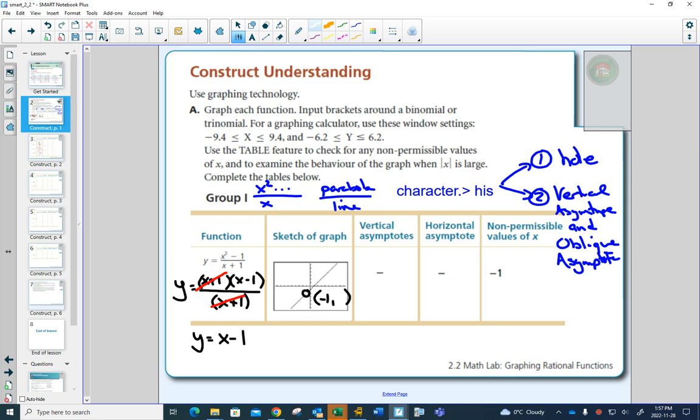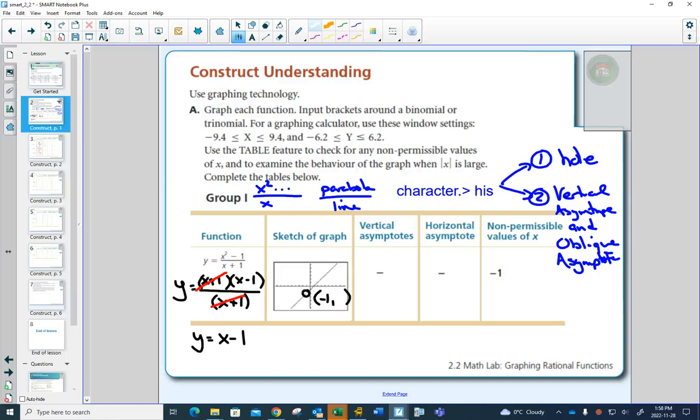Do you know how to graph y equals x minus 1? Yes, y equals mx plus b. It would have a y-intercept at -1 and a slope of 1. That's the line that we drew. However, -1 is still a non-permissible value in the original equation. So you draw the line, y equals x minus 1, but you have to include a hole in the line where the non-permissible value was.